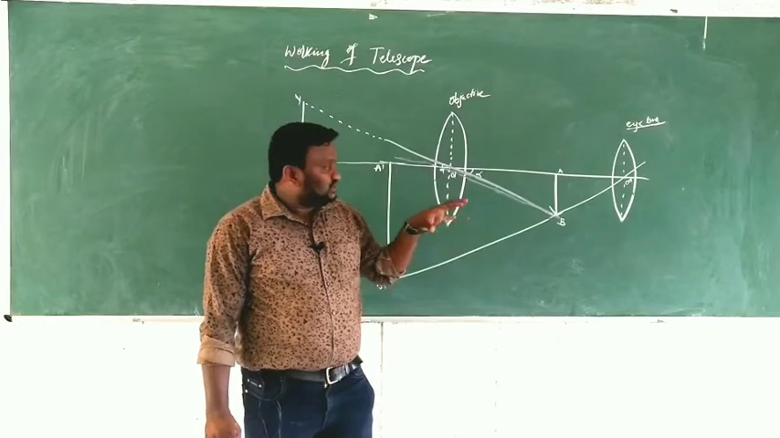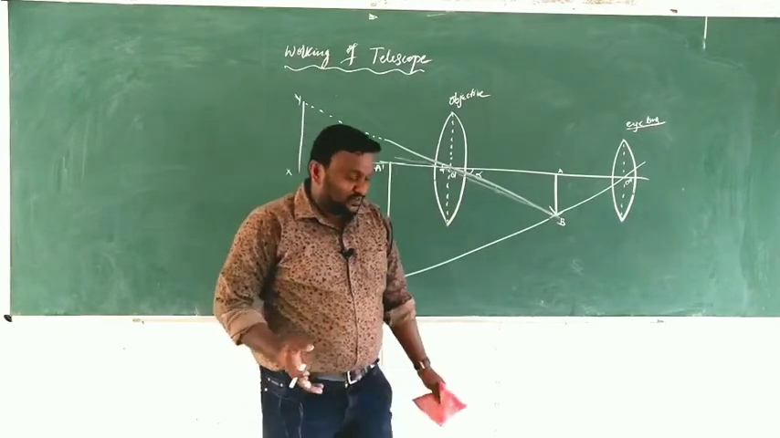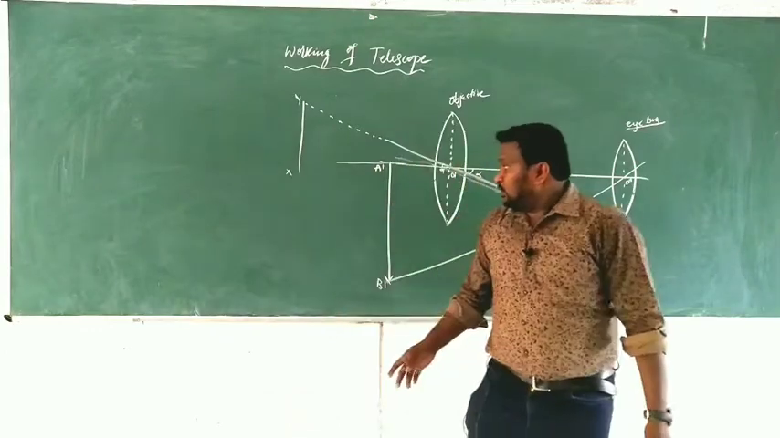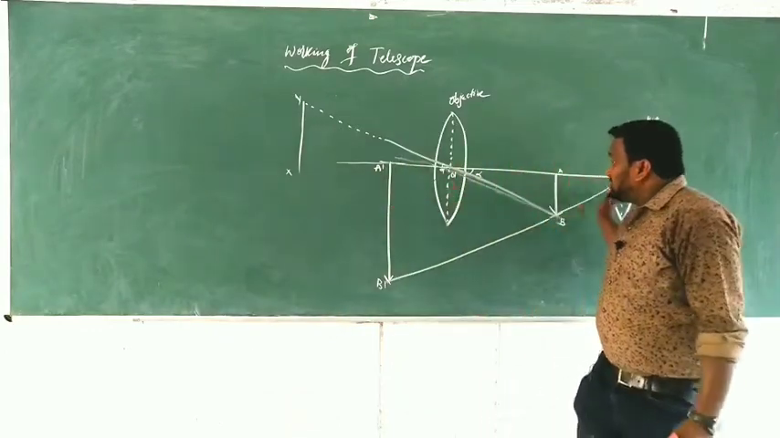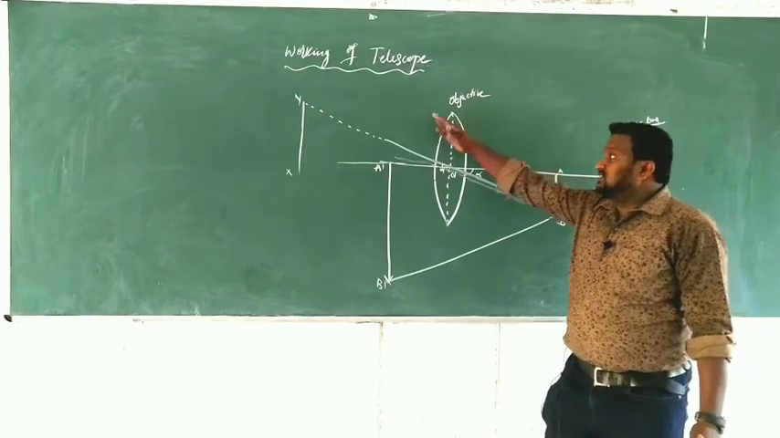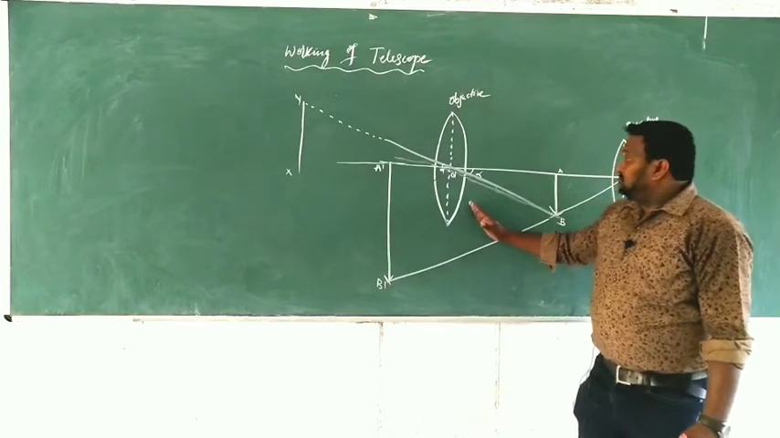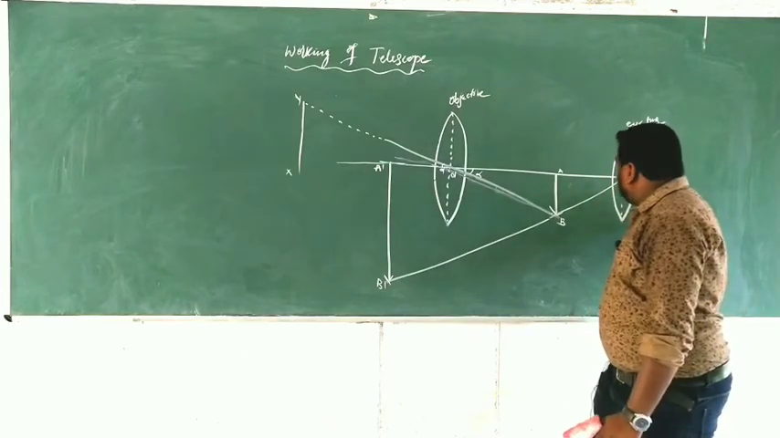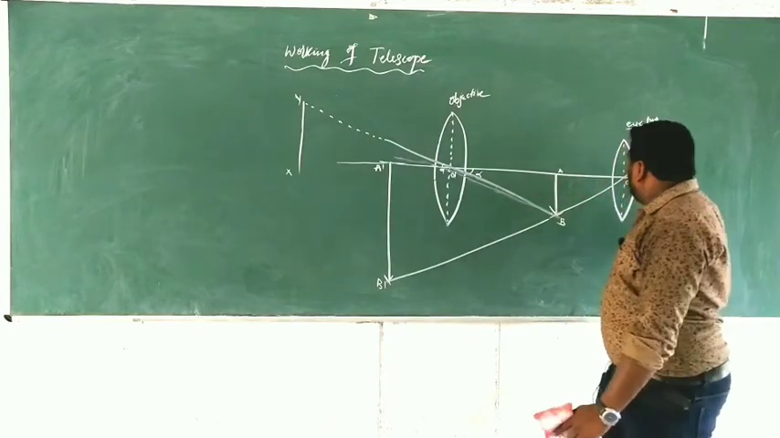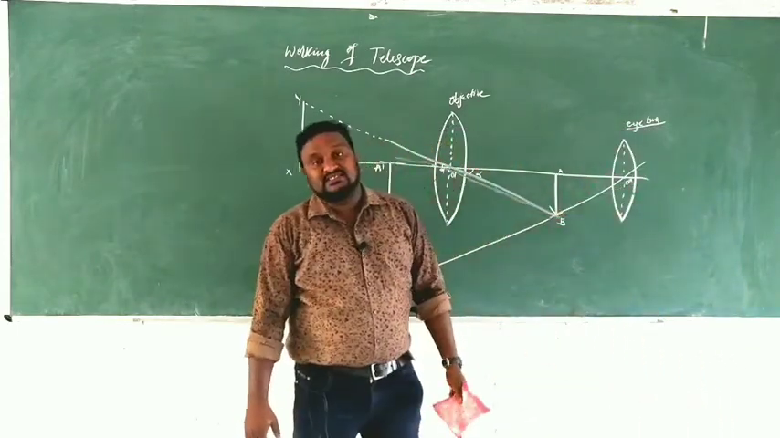Clear, children? So this is the simple working of a telescope. Look here now. What's that? Here we have two lenses. The first one is the object lens, because the object is only on this side, and that is called the objective. And here we have to keep the eye. From this side only we are able to see, and that is taken as the eye lens.